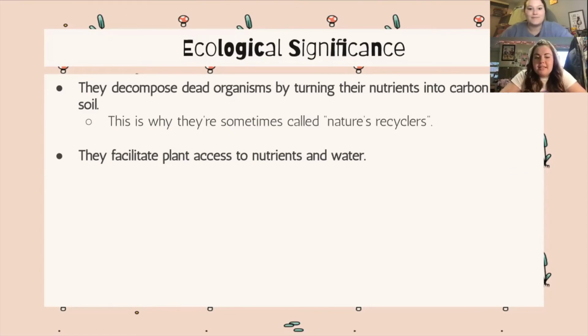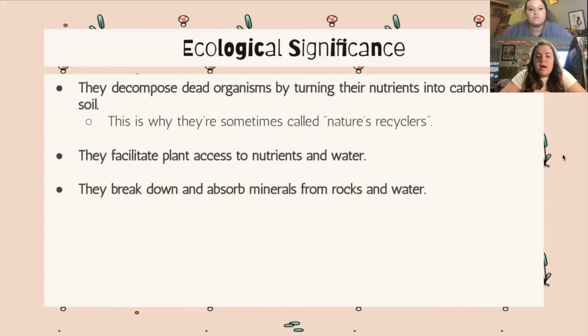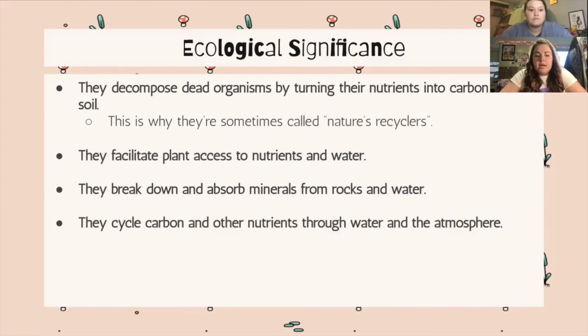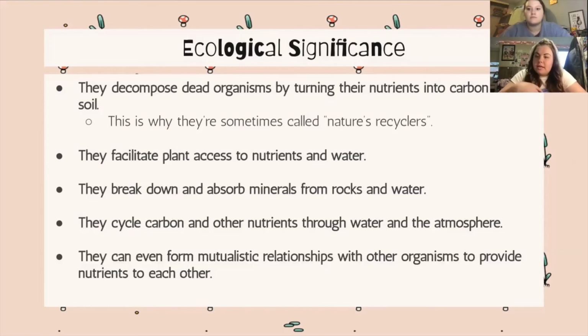And then the next thing is that they facilitate plant access to nutrients and water the same way they give it to themselves. They break down that dead life. They also break down and absorb minerals from rocks and water as well. And they also cycle carbon and other nutrients through water and through the atmosphere just by breaking it down as the life dies. And then lastly, they can even form mutualistic relationships with other organisms to provide nutrients to each other.